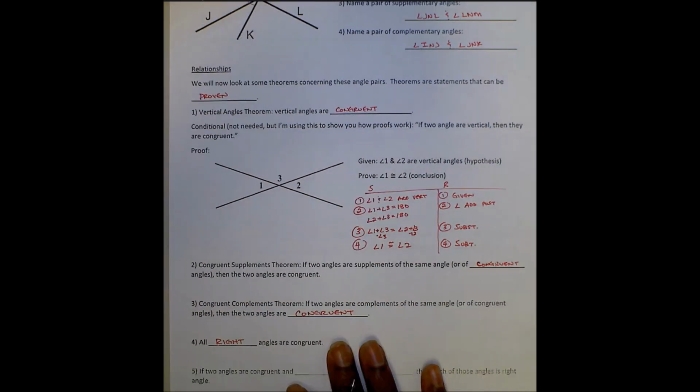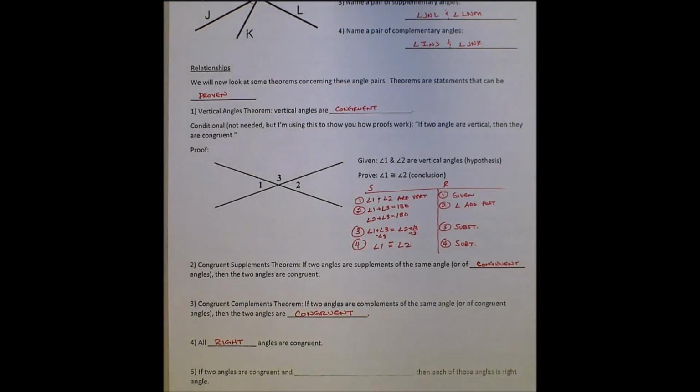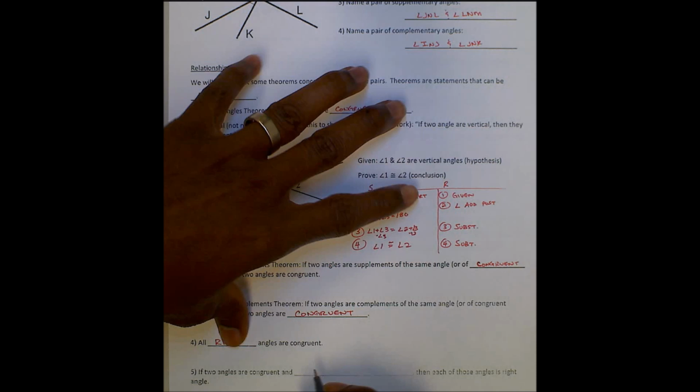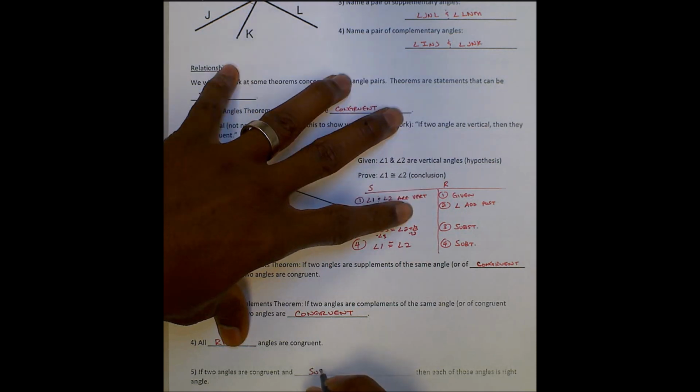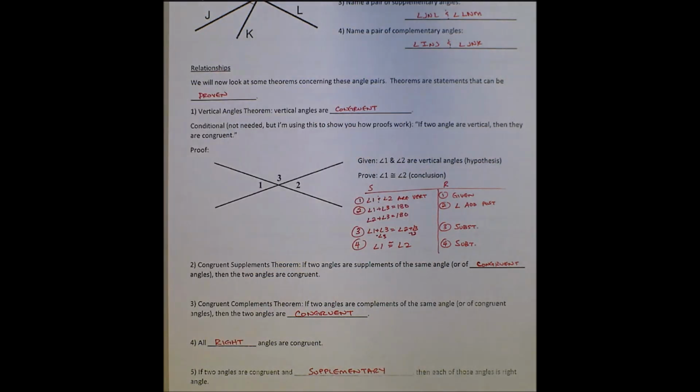And then finally, if two angles are congruent and supplementary, meaning they add up to 180 degrees, then each of those angles is a right angle, which makes sense because supplementary means adds up to 180, congruent means it's the same, and 180 divided by 2 is 90.